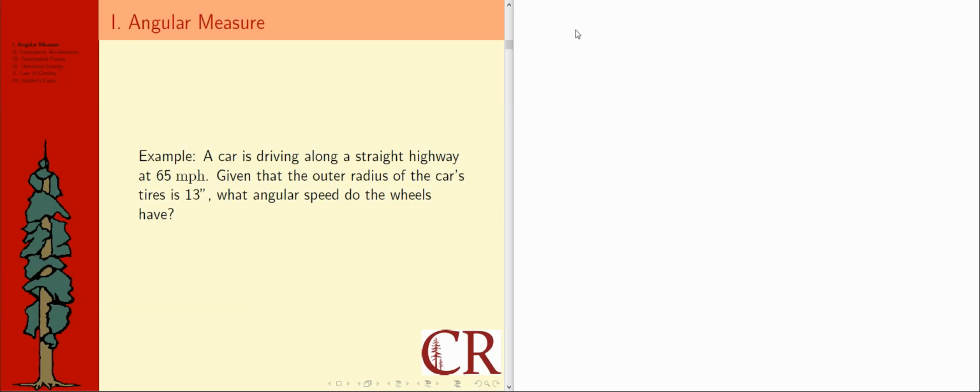So maybe to start this out, I'm going to write down that 65 miles per hour, I'm going to assign the symbol V, because that clearly represents a speed. I'm just going to put mph here, although that's really miles per hour. We also have a radius of the wheels given to us, so R is equal to 13, and I'll put inch there as an abbreviation. And since we're being asked for angular speed, omega is equal to question mark.